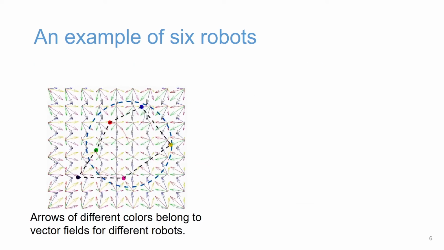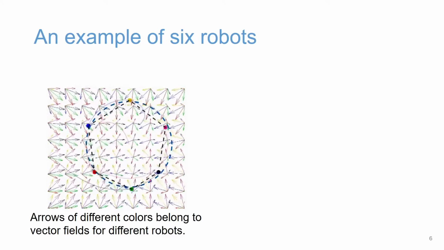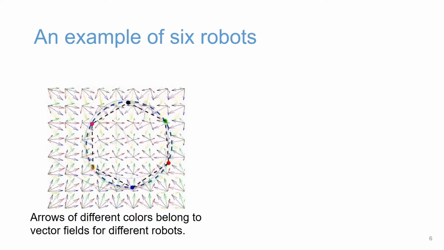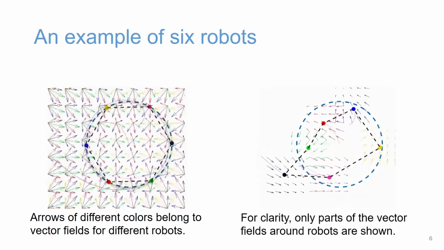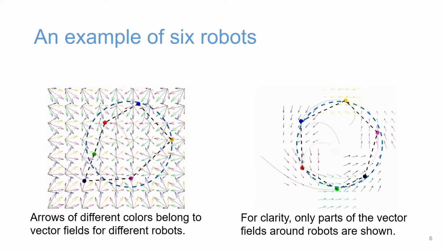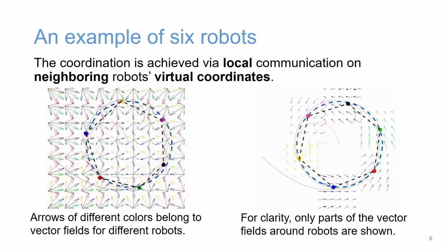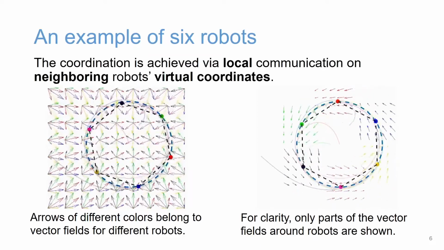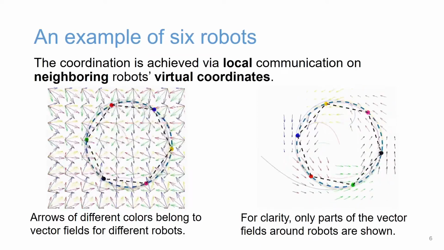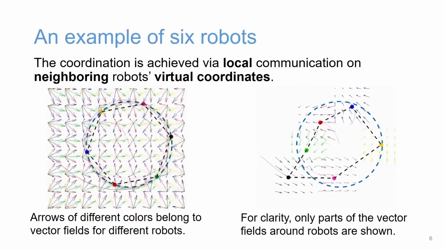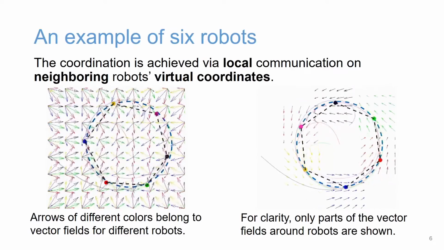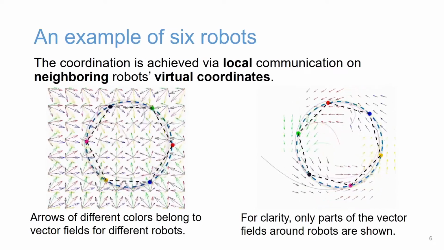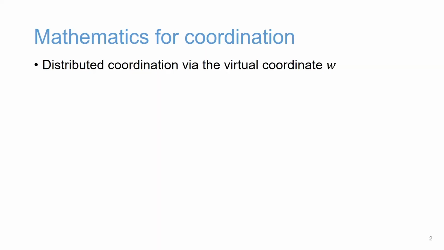On the left, these 6 robots move according to their respective guiding vector fields, represented by arrows of different colors. On the right, for clarity, only parts of the vector fields around robots are shown. In fact, the coordination is achieved via local communication on neighboring robots' virtual coordinates, and the changing virtual coordinates affect the guiding vector fields, which then guide the motion of robots. Next, we show the technical details.